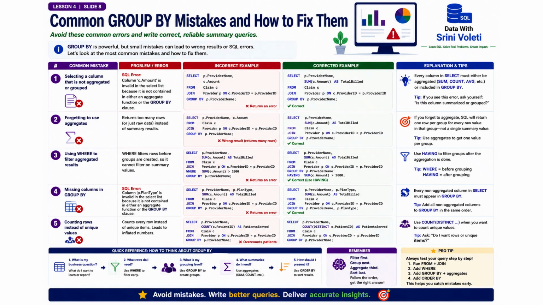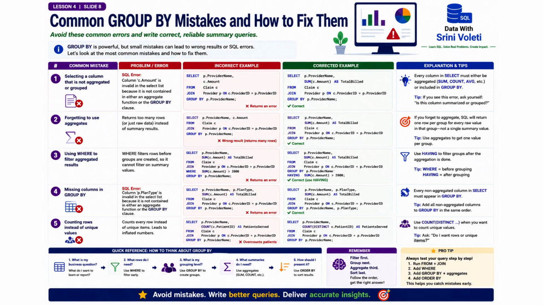Mistake number two. The second mistake is forgetting to use aggregate functions. Sometimes beginners write a group by query but simply list ordinary columns. The result is not a useful summary. Instead, SQL returns multiple rows that don't answer the business question. Remember why group by exists. Its purpose is to summarize data. Without sum, count, average, min or max, you are probably not summarizing anything meaningful. Always ask yourself, what value am I trying to calculate for each group?